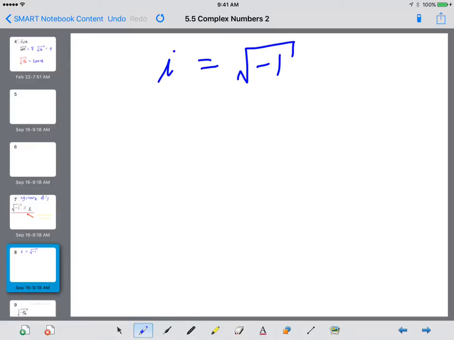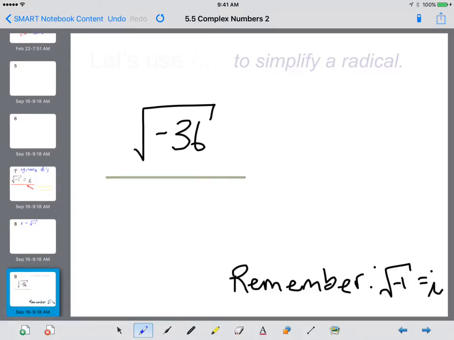So to simplify the square root of negative 36 from our example, we can separate that negative 1 out. We can say this is the square root of positive 36 times the square root of negative 1, because we know if we take 36 times negative 1, we're back up to negative 36. So we can factor it out.